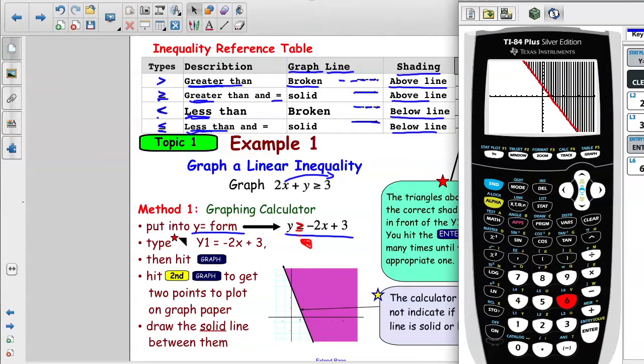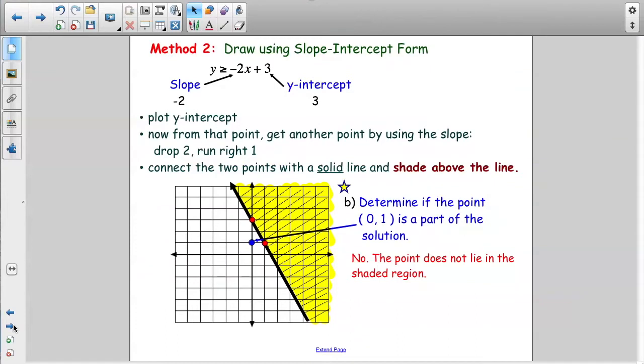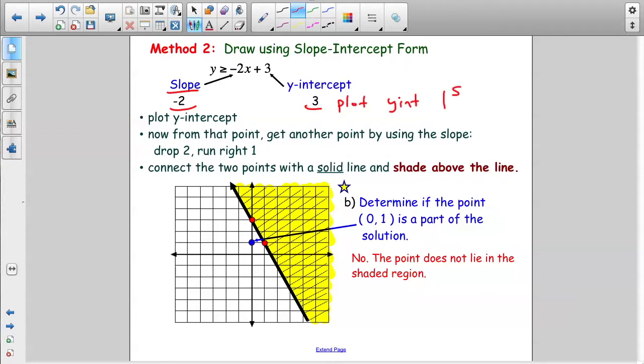All right, so let's move on and show how we can do it without a calculator, because I think it's easier without a calculator. So the first thing we do is we look at the slope. That's the number in front of the x, so there it is. And the y-intercept, the b, is 3. So you always plot the y-intercept first. That's the very first thing you want to do.